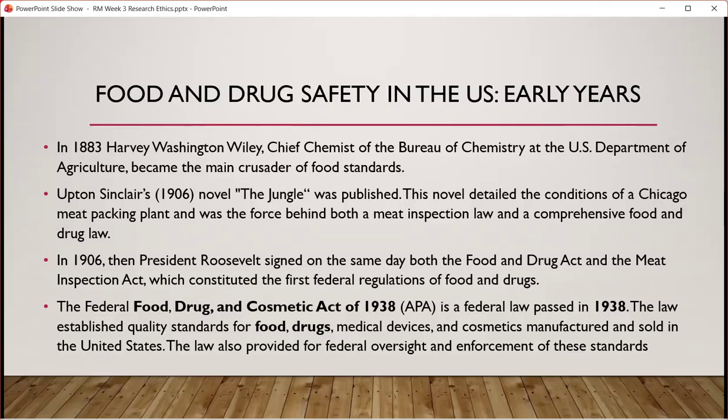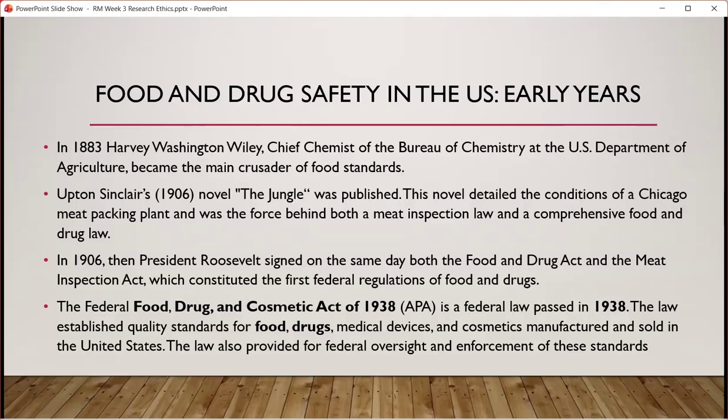One of the next significant pieces in history was the publication of Upton Sinclair's novel The Jungle in 1906, which was absolutely a graphic novel that detailed the conditions of a Chicago meat packing plant and just utterly terrified and repulsed Americans as they read about the meat and how it was handled and processed and how it was coming to them, whether in a can or through their butcher, and just the lack of cleanliness, the horrible standards, and just multiple issues.